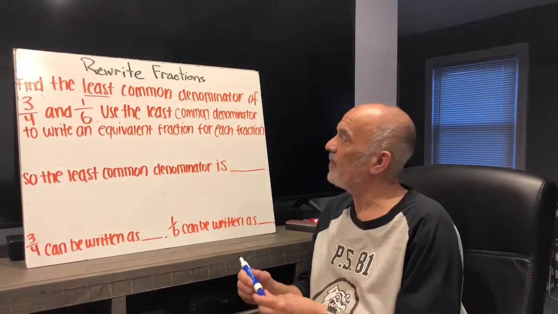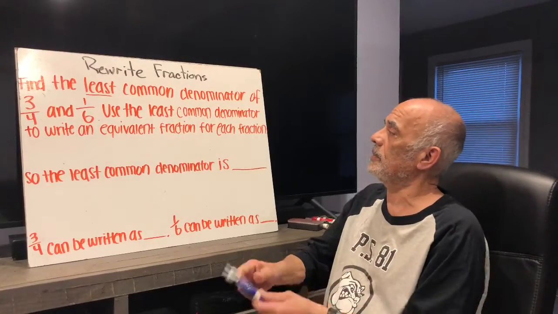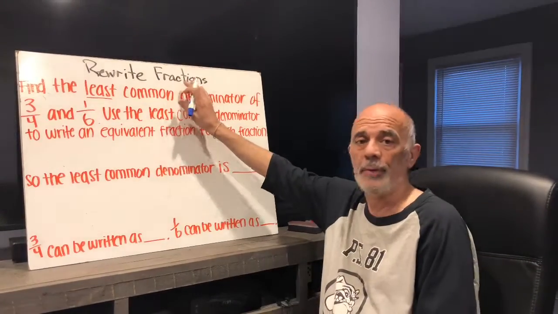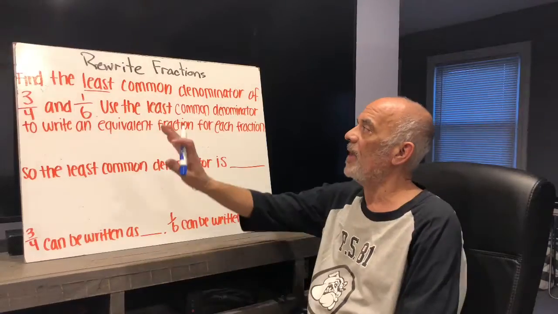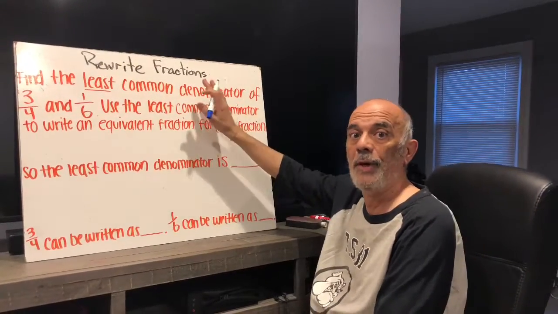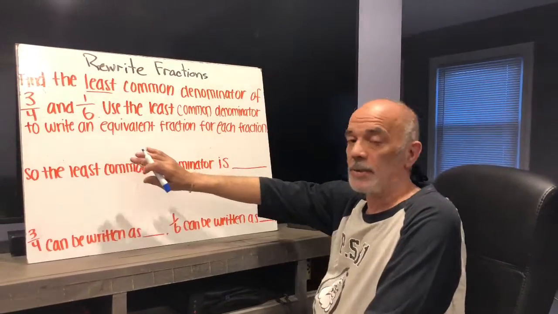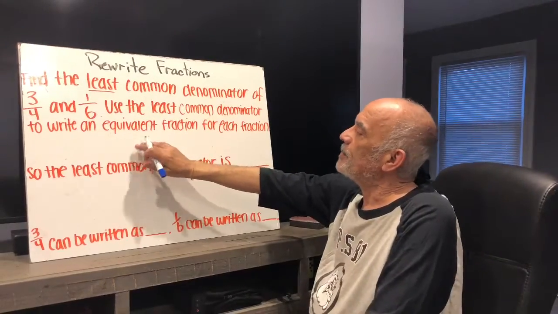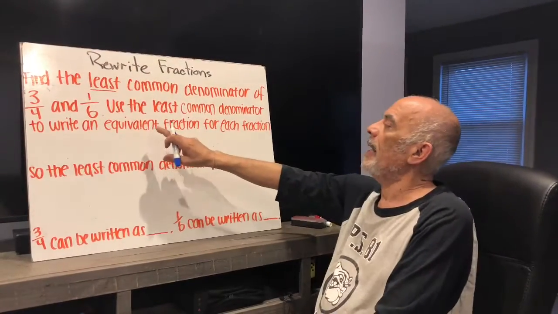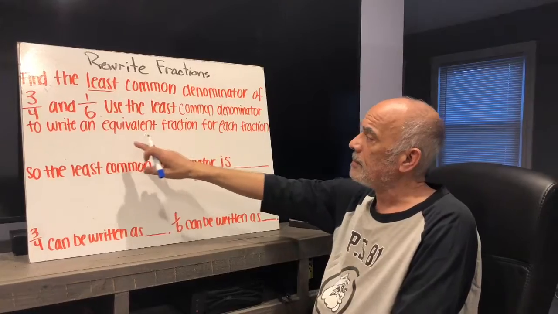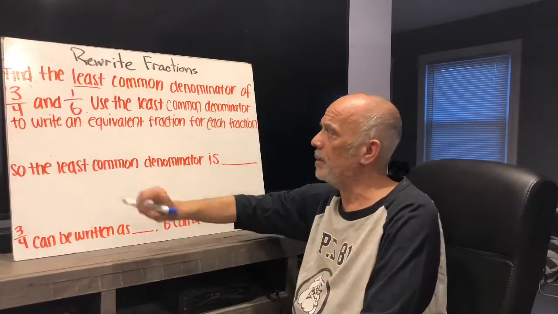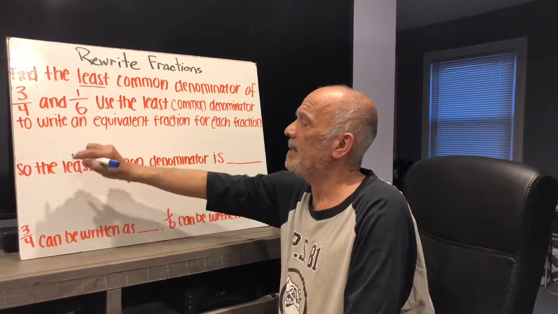So let's find the common denominator so that we can rewrite the fraction. That was a hard thing to say. Now, we have 3/4 and 1/6. First thing we got to do is find the multiples of 4 and of 6.